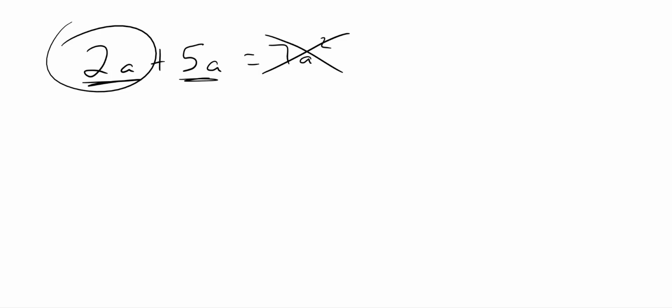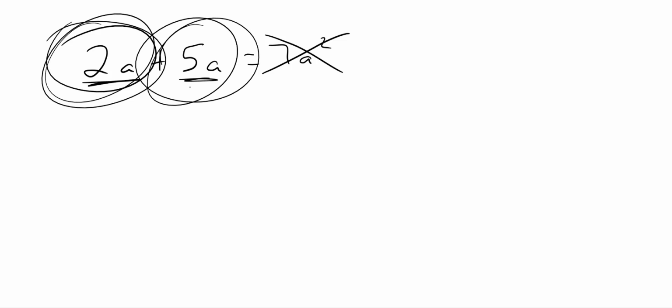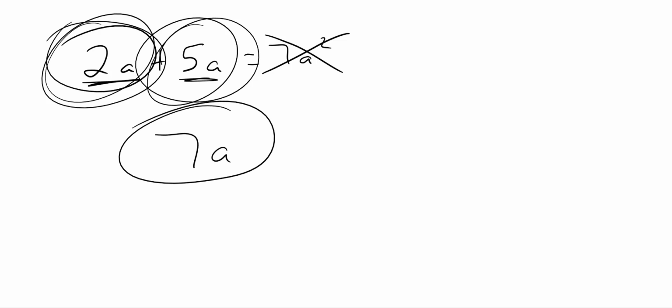Think of it this way. If you have 2 A's in your pocket, and I hand you 5 more A's, how many A's do you have? You have 7 A's, and that's the answer to that problem. 2A plus 5A is 7A, not 7A squared. Okay, don't multiply those or change the exponent. Okay, the exponent stays the same.